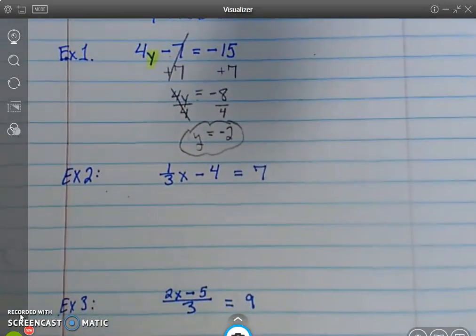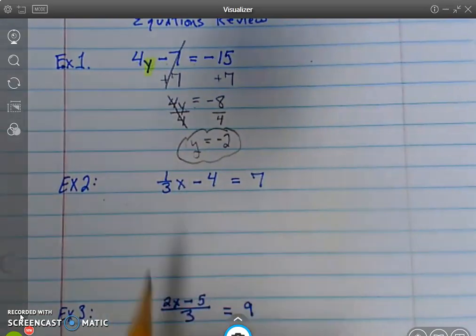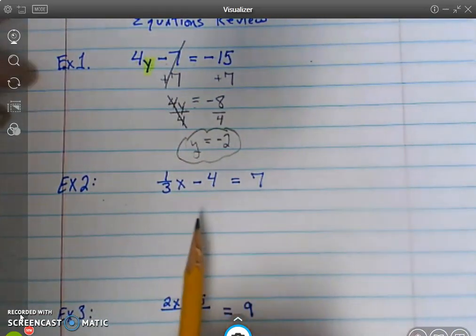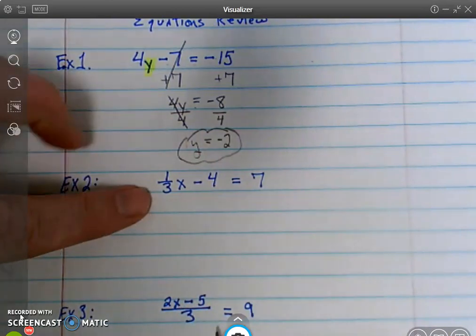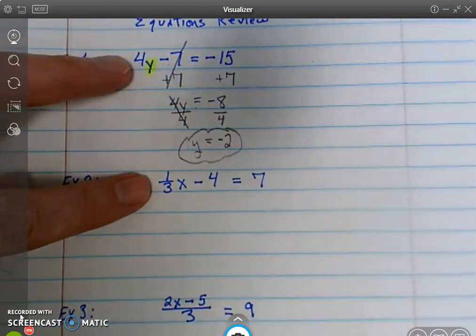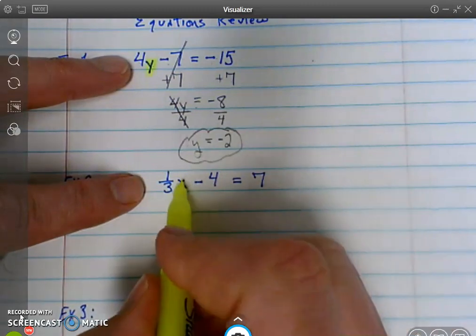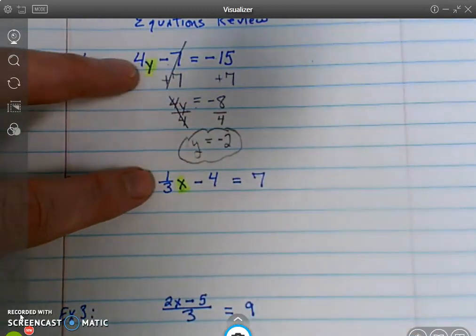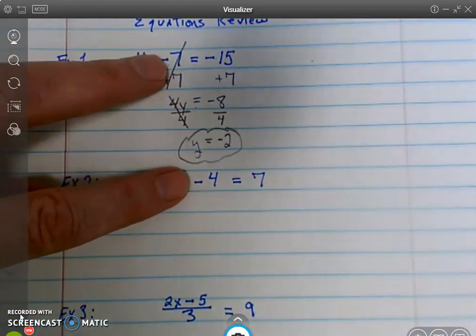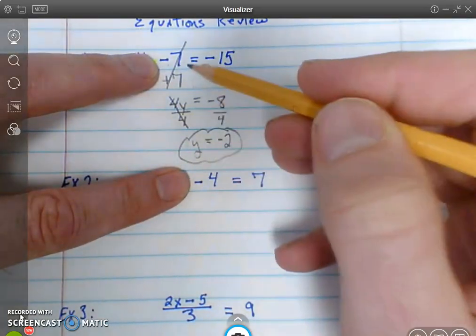On example 2, I've got a fraction in here. Don't get too freaked out about it. So I'm going to think about the same thing. It's really not a lot different than this one. If you look, these are very similar. I'm still trying to get the x by itself, and it's still attached to a coefficient. So I need to do the opposite, just like I did up here.